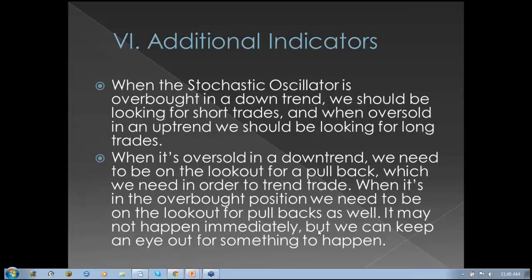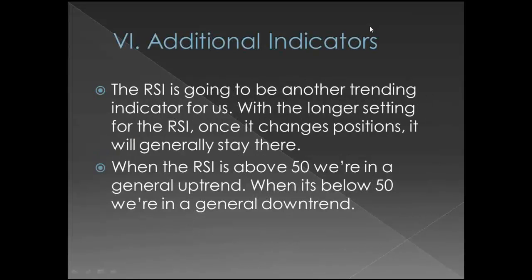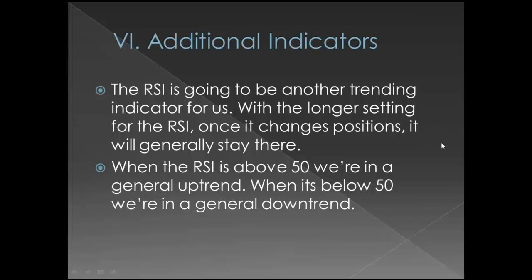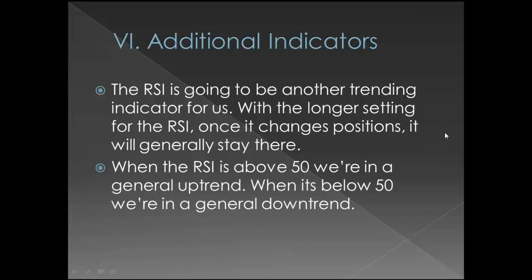Now, when it's overbought in an uptrend, we need to look for pullbacks as well. It may not happen immediately. The stochastic can stay in overbought or oversold for quite a long time before a move backwards can happen. But we can keep an eye out for something to happen and be aware of it, and that's what we want to do. We want to be as aware as possible of what's going on. That's the name of the game.